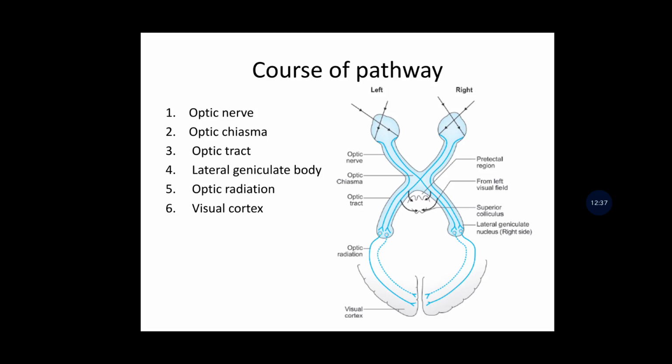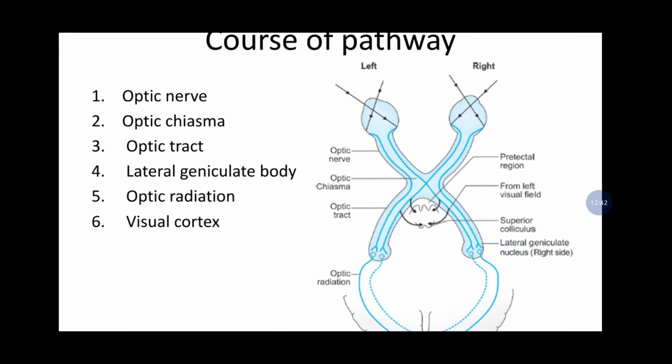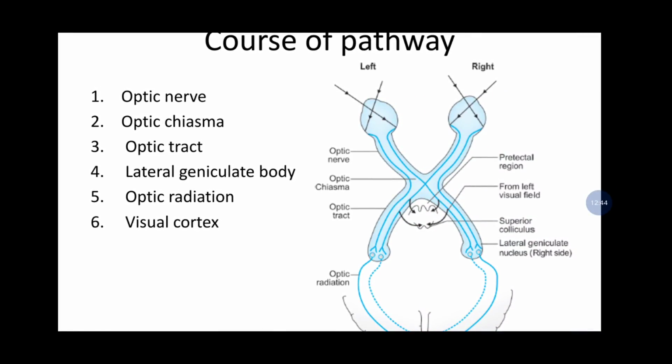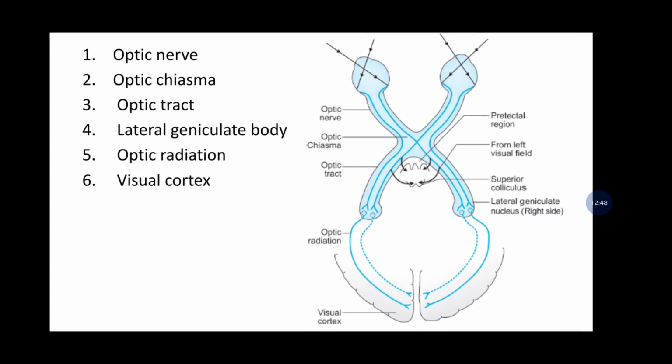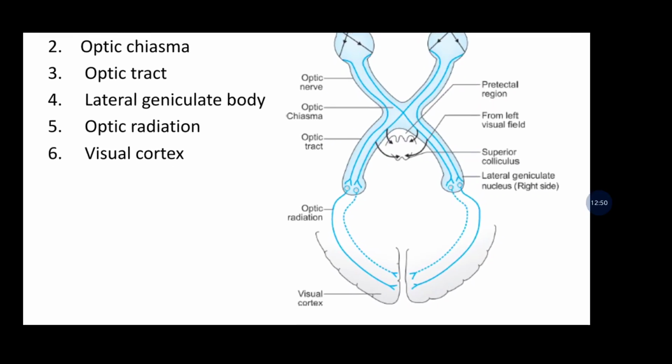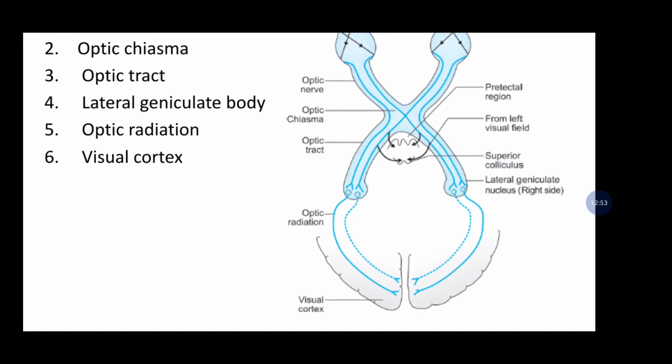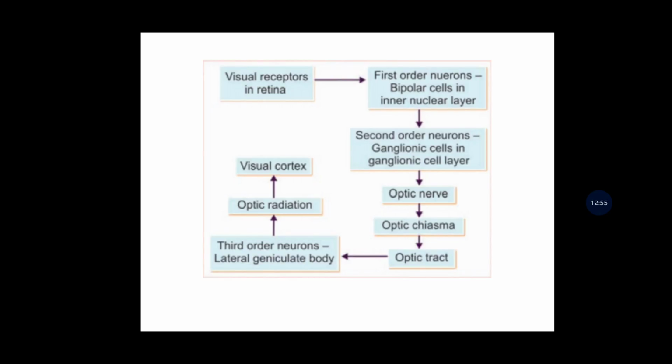Now, the course of the pathway: first is the optic nerve, then the optic chiasm, then the optic tract. After the crossing over, it is called the optic tract. Then we have the lateral geniculate body which fans out into optic radiation, and finally the visual cortex. This is a flow chart showing how the visual receptors in the retina go to the first order bipolar cells, then to ganglion cells, then to the optic nerve, chiasma, tract, LGN body, and finally the visual cortex.